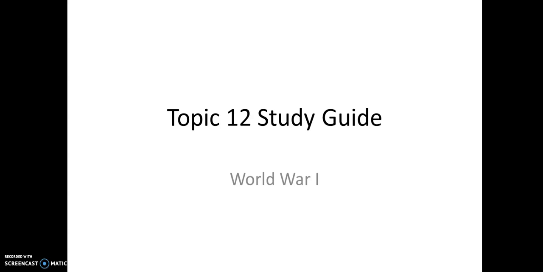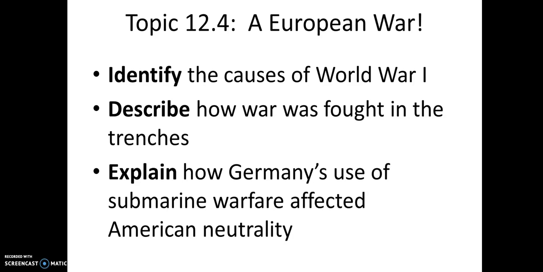Okay, so I don't know if this is going to have to be one video or two videos, but what I'm going to do is go through each topic. The book doesn't offer a study guide, so I'm going to work through each objective. At topic 12.4, a European war, there are three objectives: identify the causes of World War One, describe how war was fought in the trenches, and explain how Germany's use of submarine warfare affected American neutrality. I'm going to go through each one of those for each of the topics, starting with topic 12.4. So let's get it poppin'.